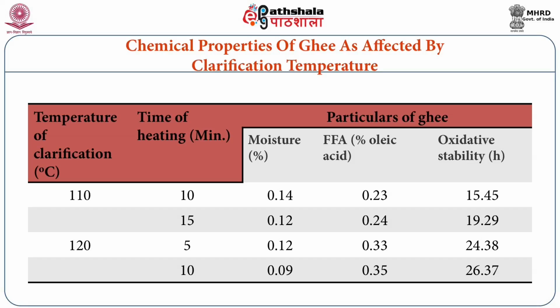The FFA content, if you see, shows exactly the opposite trend of moisture. At the higher temperature, that is 120 degrees, the FFA content is higher in terms of percent oleic acid, 0.33 to 0.35, versus just 0.23 to 0.24 when you adopt the lower temperature of 110 degrees centigrade. If you see the oxidative stability in terms of hours, let me tell you, a higher value in hours is desirable. So you can see at the higher clarification temperature of 120 degrees, the oxidative stability is higher, ranging from 24 to 26 hours as against only 15 to 19 hours at the lower temperature of 110 degrees Celsius. So the clarification temperature does have some impact on the shelf life as well as the chemical composition of the resultant ghee.